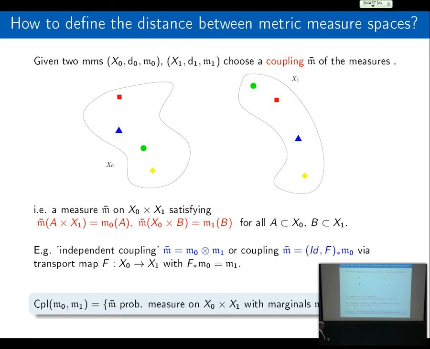The advantage of not studying bijections is that you always have a coupling. Namely, the product measure, for instance, is a coupling. It's certainly not the coupling which is typically used. And if you have a nice map F which pushes forward the measure from one space to the other, then you also obtain a coupling by pushing forward via identity and F. So whenever you have this classical way of transporting mass from here to here, this is also a situation.